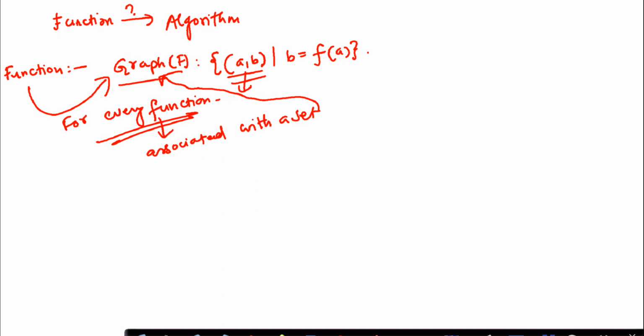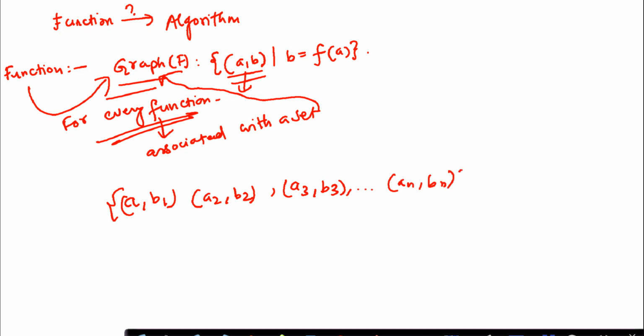So what is this set? This set is (A1, B1), (A2, B2), (A3, B3), and so on, up to (AN, BN). Each element here is an input and an output, domain and range.